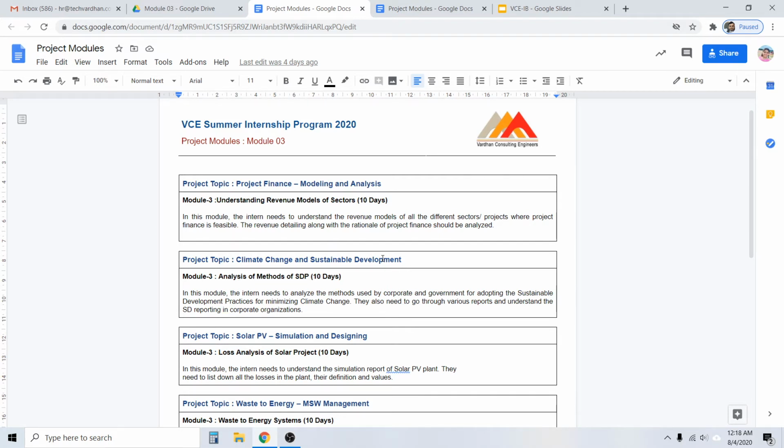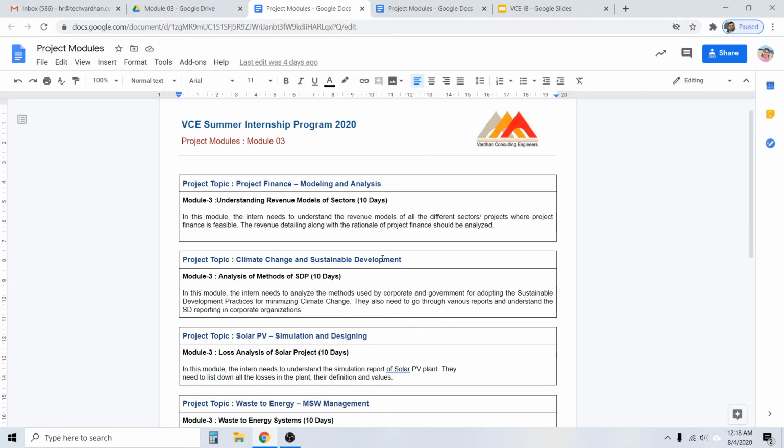In this module for project finance interns, the task is very simple. You need to find out the revenue models of different project sectors. People get so confused about revenue models. They keep asking what is the revenue model, how to find it, since they cannot search anything. See, the revenue model is the process by which that company generates revenue.